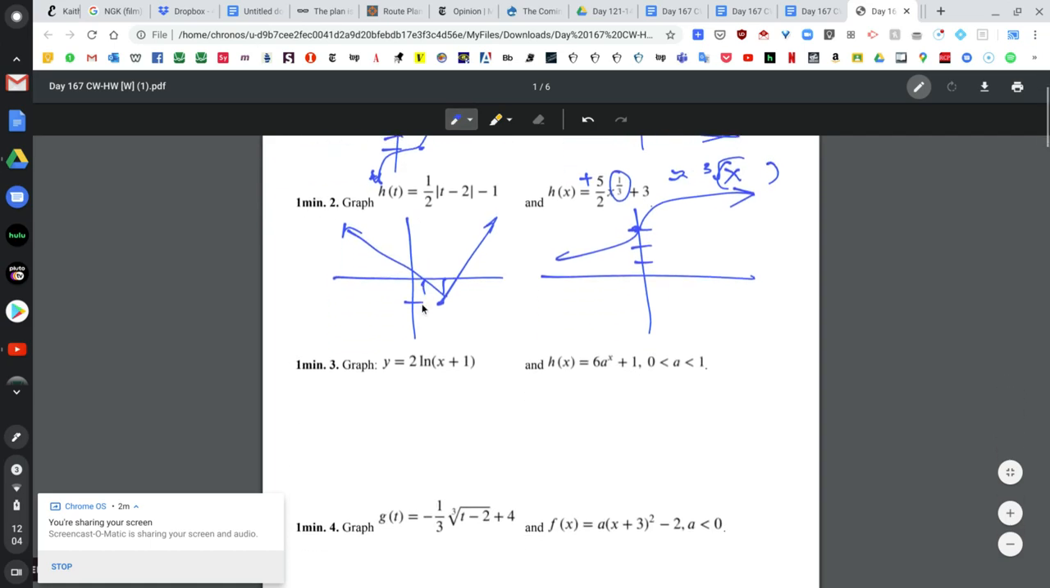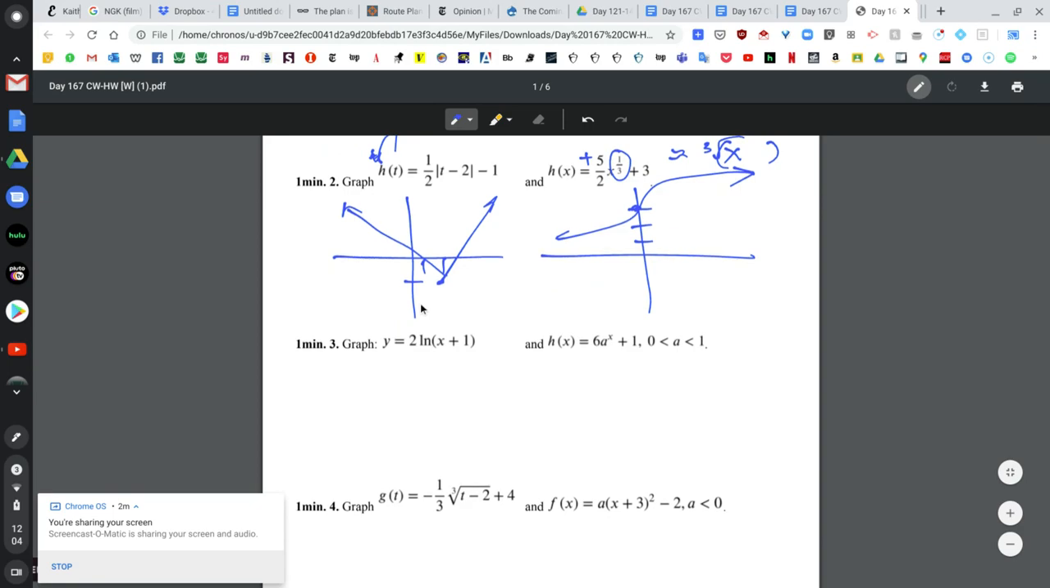Let's go to number 3. So in case you're not familiar with the log graph, the parent graph looks like this. You can sketch it for your notes. So y equals ln x looks like that. That's your parent function. It has what is called a vertical asymptote, okay? So we just shifted 1 unit to the left, okay? So the vertical asymptote goes here. And it's just a regular graph. So it just goes like that.